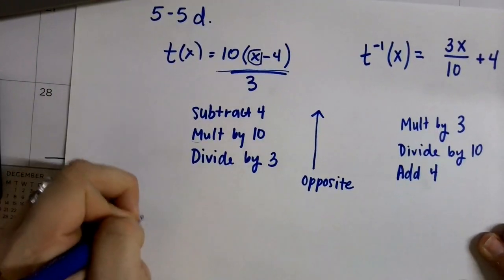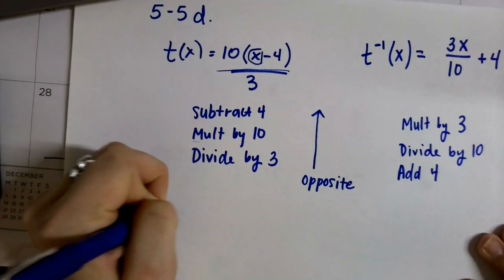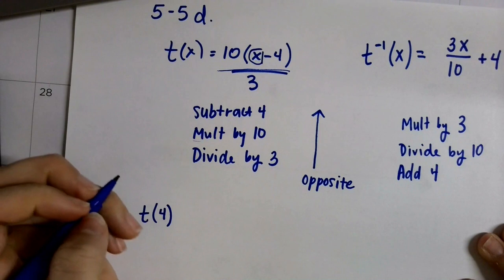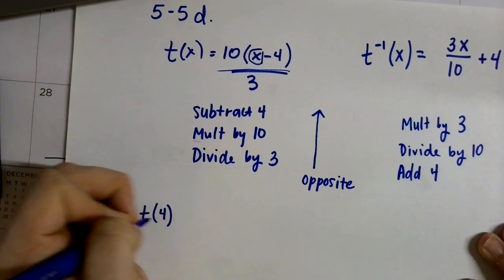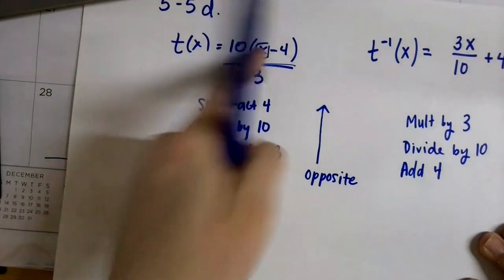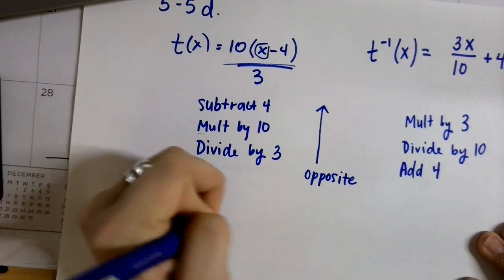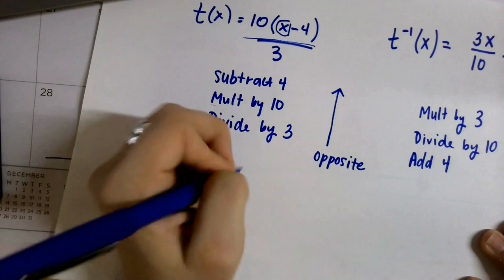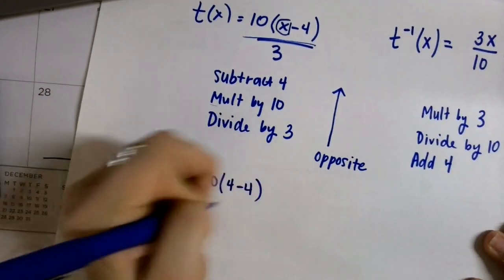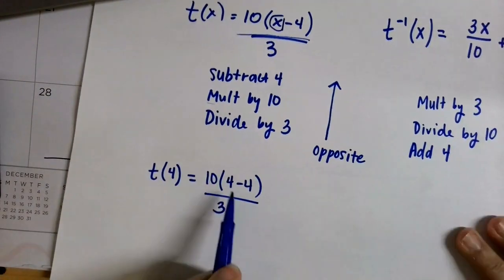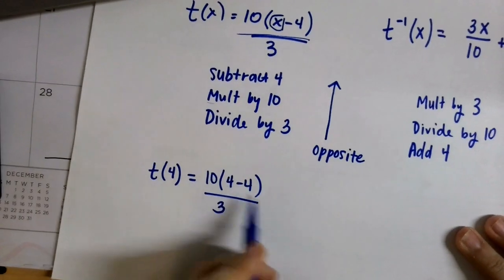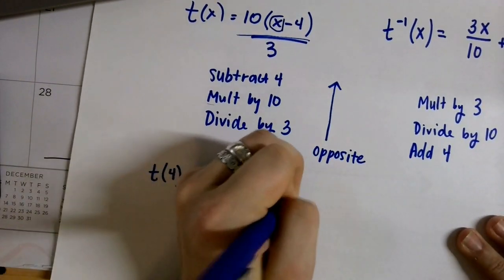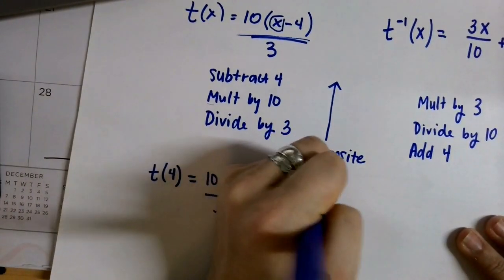So let's say I'm going to try to do T of 4. So in my problem here, if I plug in a 4, so I have 4 minus 4 over 3. 4 minus 4 gives me 0. 10 times 0 gives me 0. So 0 over 3 equals 0.